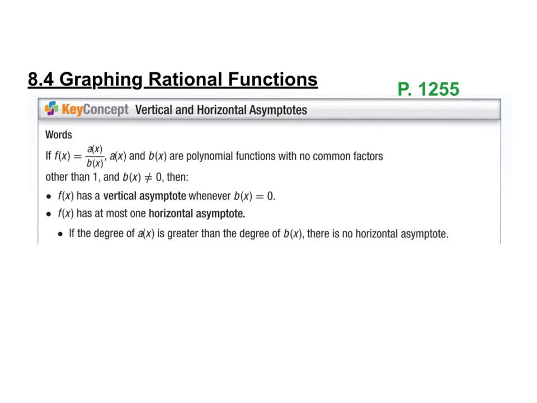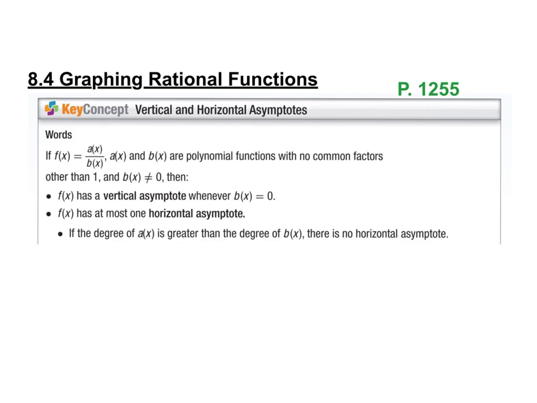So here's all the different conditions, and these are things you're going to need to know moving forward, particularly for your homework, and obviously for your test in another week and a half or whenever it is. So if the degree of the numerator is greater than the degree of the denominator, there is no horizontal asymptote. And remember when we talked about degree back in chapter 5, I think, right?